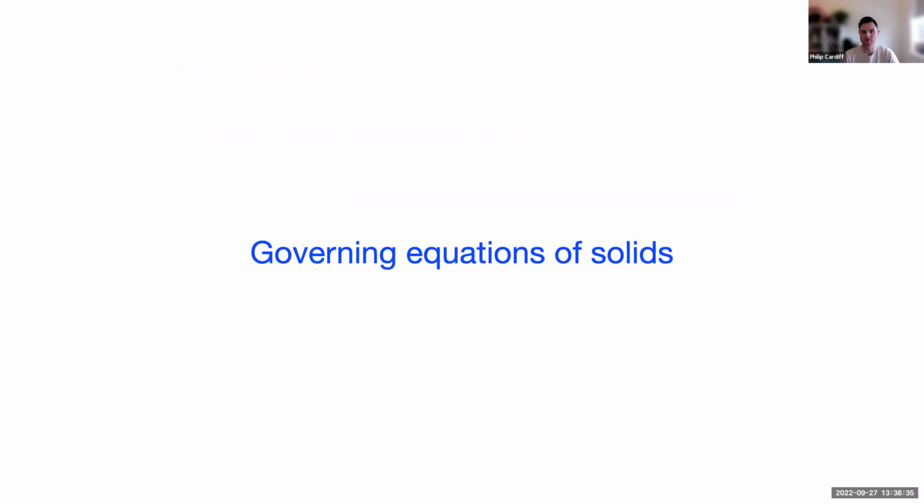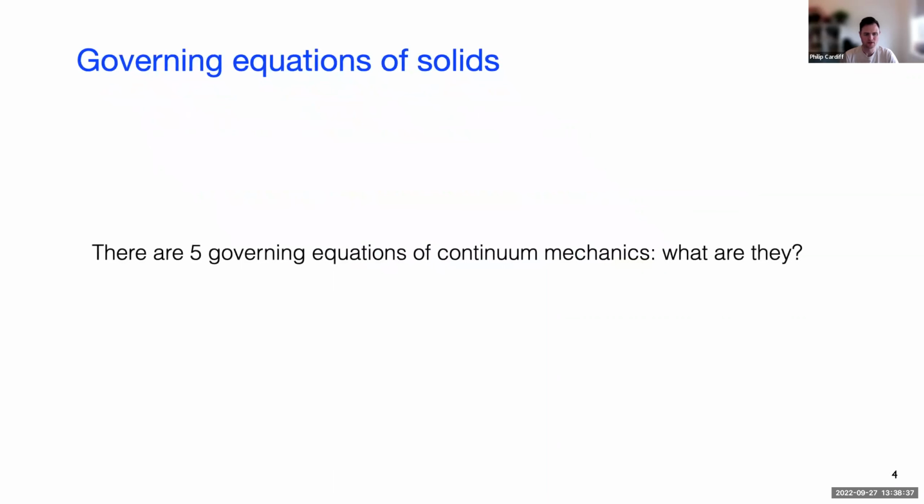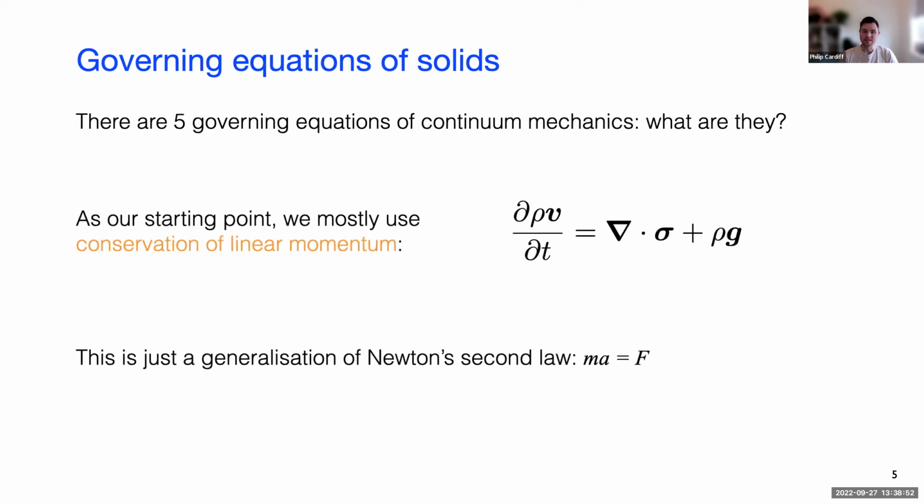So, the governing equations for solids. There are 5 governing equations of continuum mechanics: conservation of linear momentum, conservation of angular momentum, conservation of mass, conservation of energy, and then the second law of thermodynamics, which is an inequality. Typically, if we're interested in the stress and deformation within a solid, we're going to start with the conservation of linear momentum. So that's this equation here.